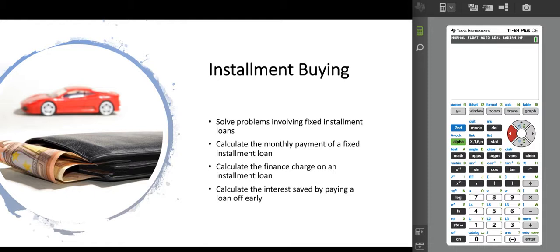I want you to be able to calculate the monthly payment of a fixed installment loan. I want you to be able to calculate the finance charge on an installment loan. And I want you to be able to calculate the interest saved by paying a loan off early. It's a lot of information. Hold on to your seat.